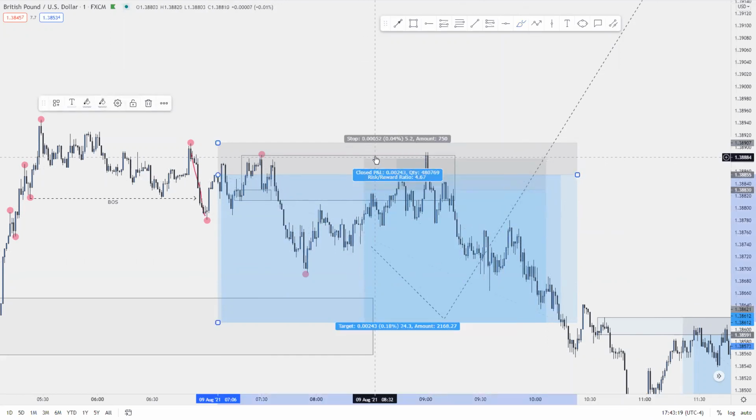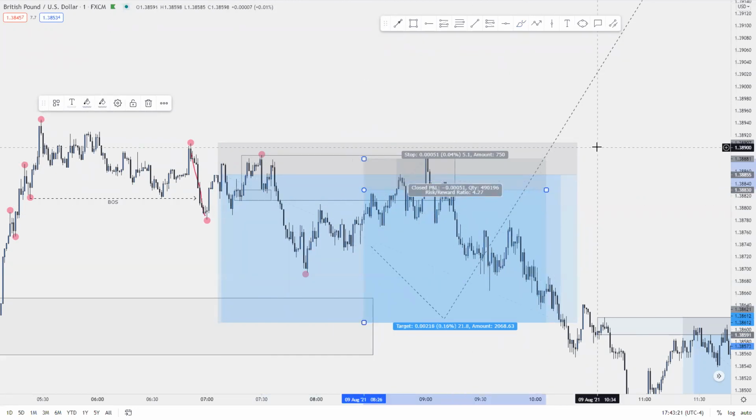For some reason, I can't click it. On this one, I lost 1%. Let me check the chat.